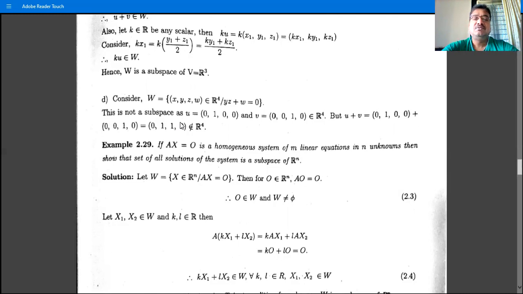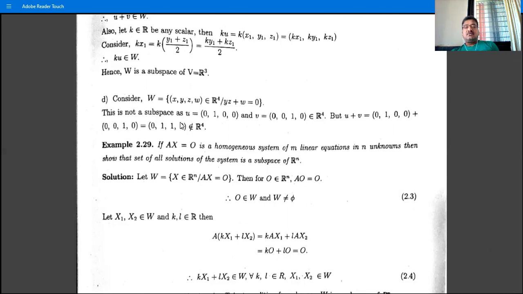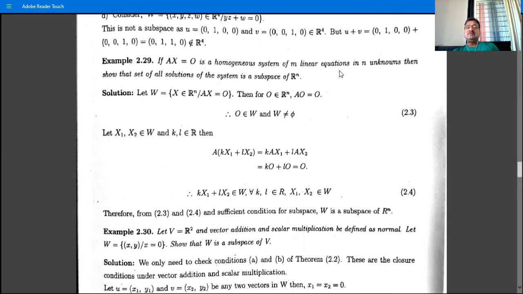So observe these four examples. Next example: Ax is equal to 0 is a homogeneous system of m linear equations in n unknowns. Then show that the set of all solutions of the system is a subspace of R raised to n. Obviously W is the set of x belonging to Rn such that Ax is equal to 0, that is, the set of solutions of the system.